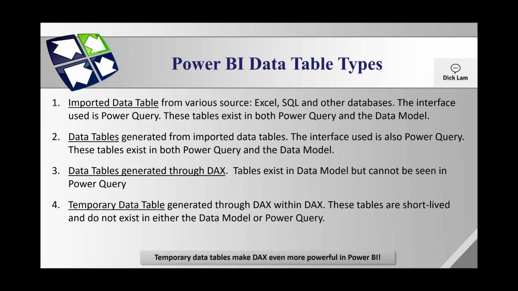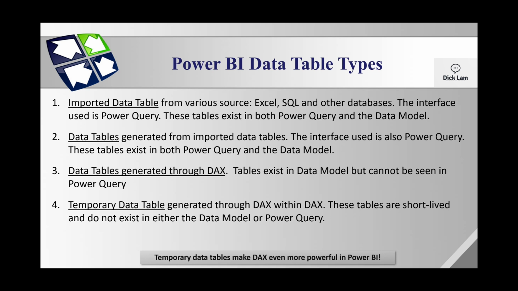The first one is the imported data table, which is from various sources like Excel, SQL, and other databases. The interface used is Power Query, and the result table will exist in both Power Query and the data model. The second type is a data table generated from imported data tables. They are mainly from merge query and append query. The result tables would exist in both Power Query and the data model.